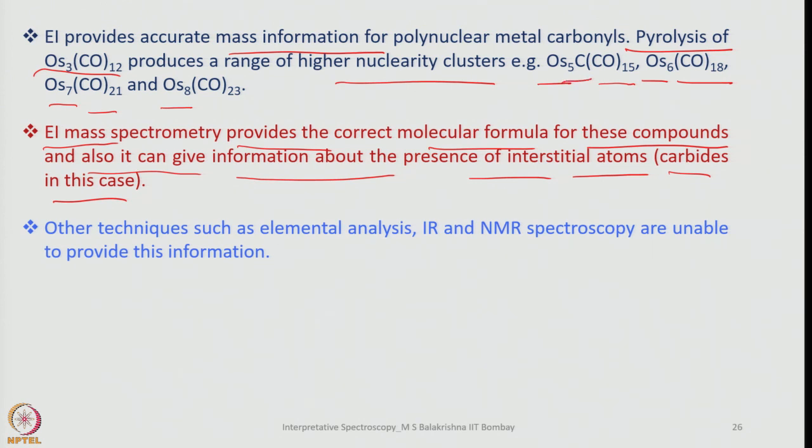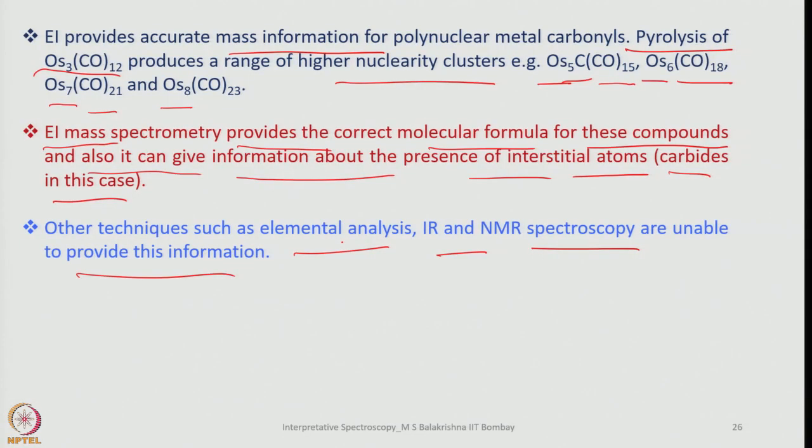That's the advantage of mass spectrometry here. Other techniques such as elemental analysis, IR, and NMR spectroscopy are unable to provide this information. For example, if carbon monoxide degrades to give a carbide unit in the cluster, it is very difficult to extract that information from other techniques apart from X-ray crystallography. IR and NMR cannot really tell about this vital information. From that point of view, mass spectrometry is very, very important in the case of organometallic compounds.